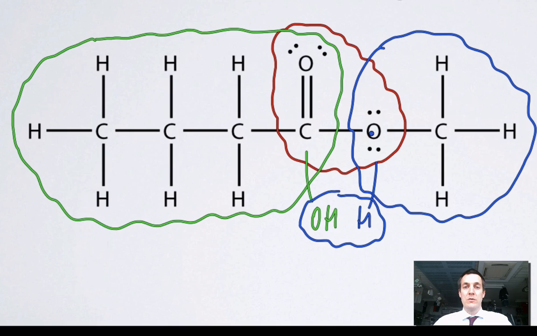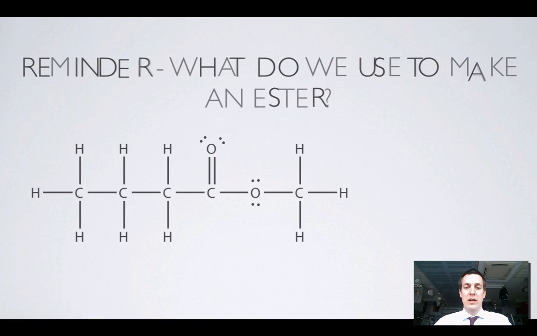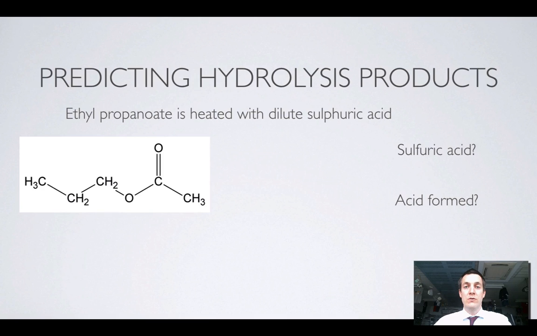Now, you might not be surprised to hear that if we produce water when we make one of these esters, we might need to put water back in if we want to break it up. So what we're going to look at now is two different ways that you might use water to break these things up. Now, first of all, let's do it in acidic conditions. So we're heating this ester with dilute sulfuric acid.